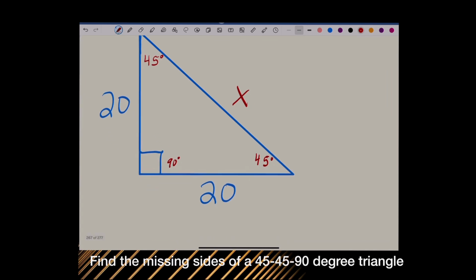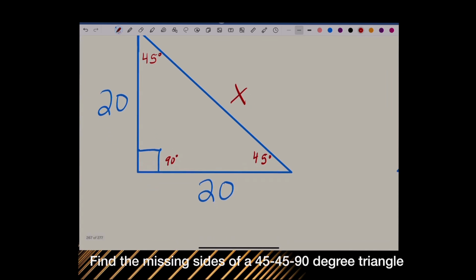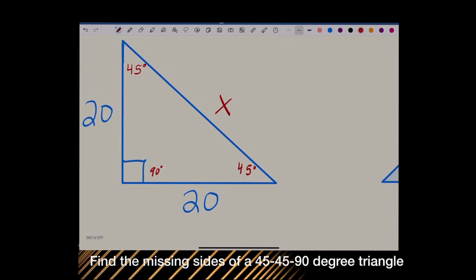Because it's a right triangle, we can use the Pythagorean theorem to solve this. If you know two sides of a right triangle, you can always use the Pythagorean theorem to find the missing side. So let's just do that. If I take my legs squared, 20 squared plus 20 squared, that has to equal x squared. 20 squared is 400, so that's 400 plus 400 equals x squared. 400 plus 400 is 800.